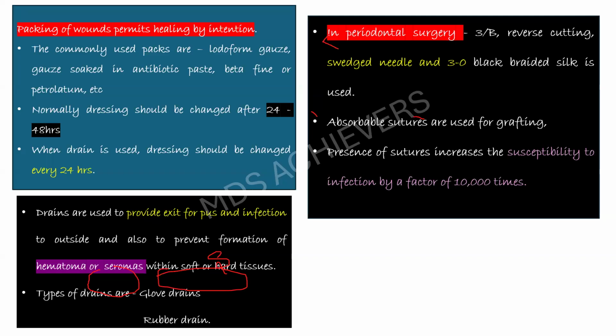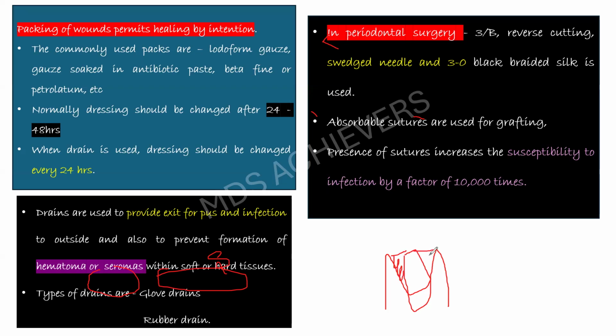and absorbable sutures are used for grafting. Very frequently, whenever we place a graft, suppose we are doing ridge augmentation procedures, then we have to place a graft. A very good example is an immediate implant. I place an implant, then I place a graft over this area.